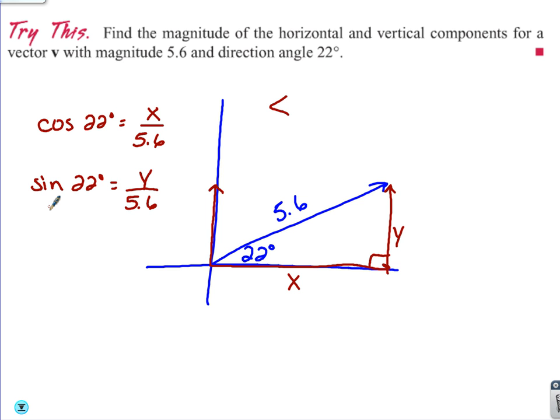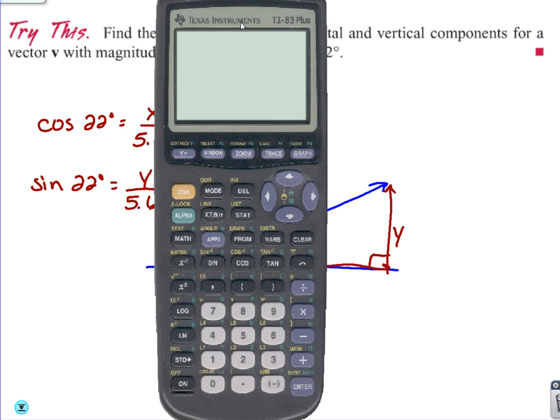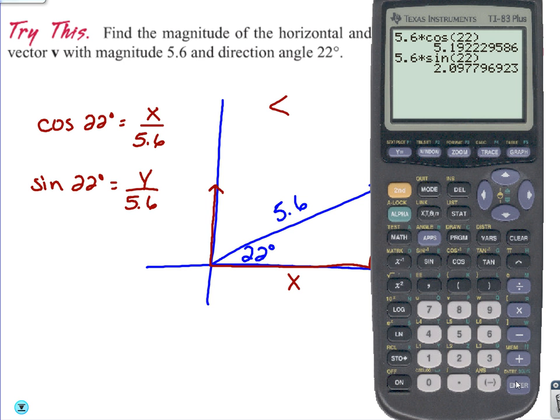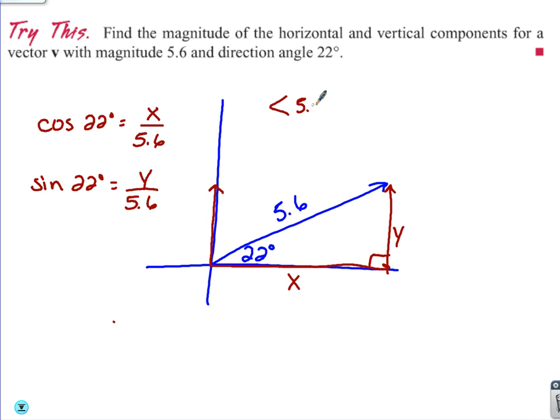And we do 5.6 times cosine 22, and 5.6 times sine of 22. And you get the vector 5.19, 2.10. That's component form of that vector.